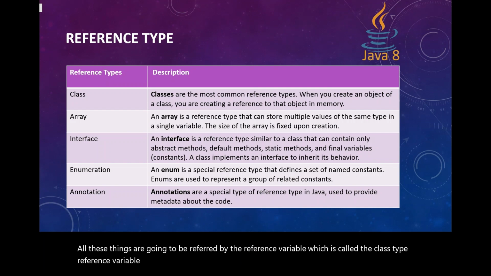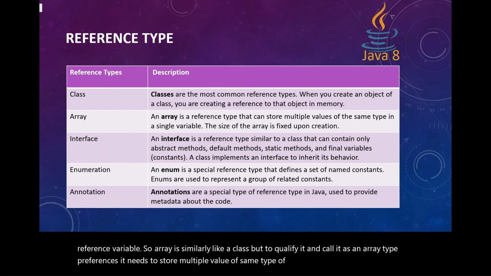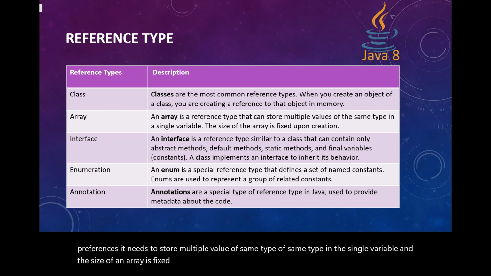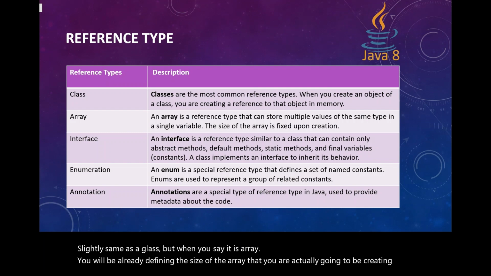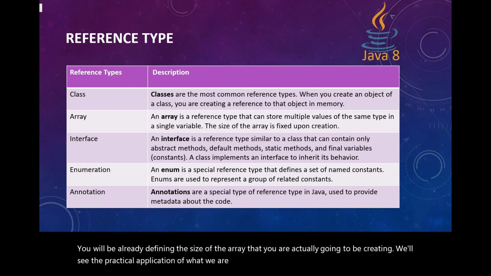An array is similar to a class, but to qualify as an array type reference, it needs to store multiple values of the same type in a single variable, and the size of an array is fixed upon creation. So this could be slightly the same as a class, but when you say array, you are already defining the size of the array you are going to create. We'll see the practical application after going through the theory part.